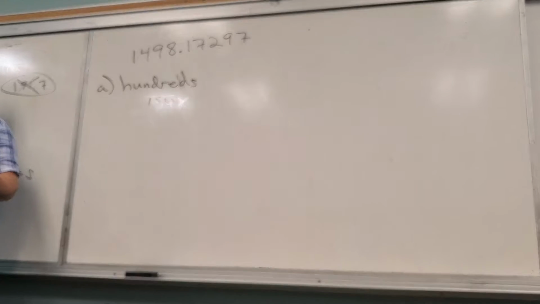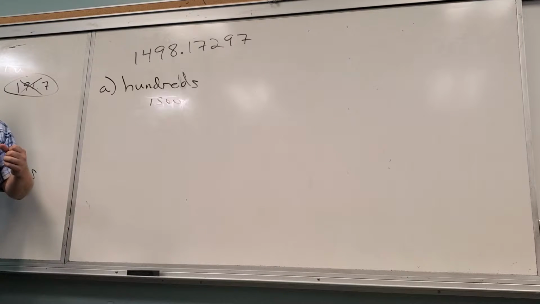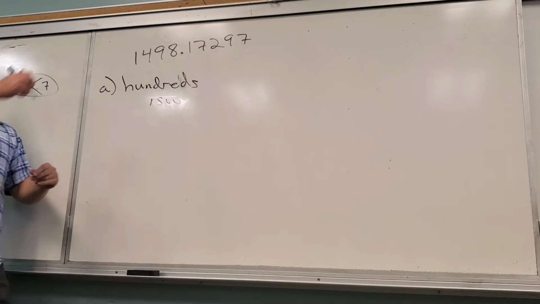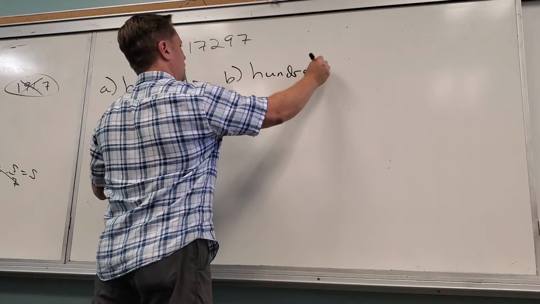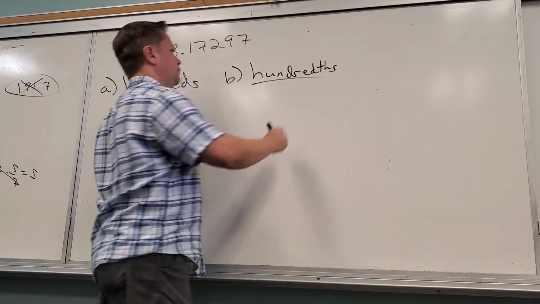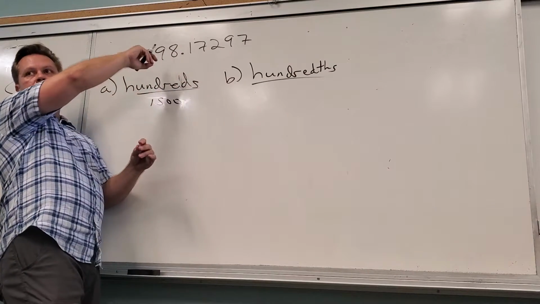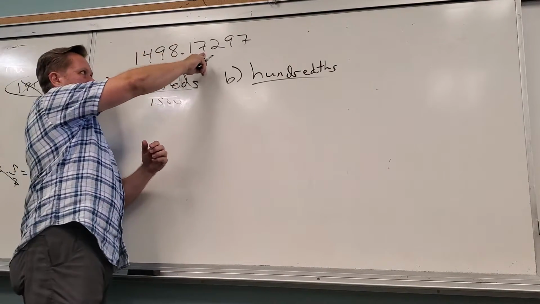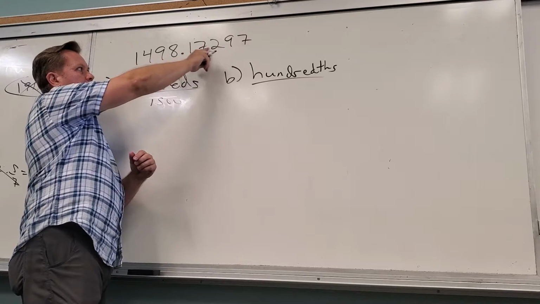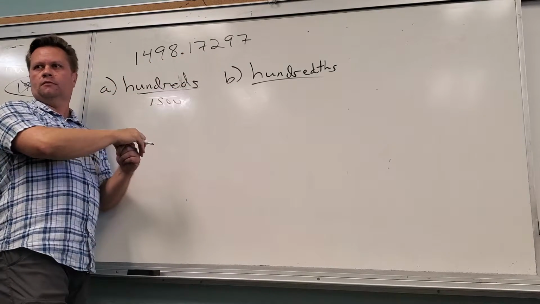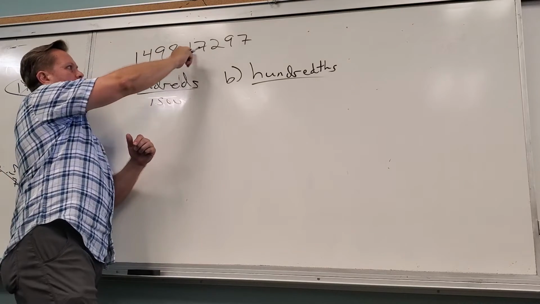Can you say 17,000? What's happening? No, I was just saying, for the hundreds, behind the decimal. Oh, okay, so let's do that next. So if I round it to the hundredths place, what number's in the hundredths place? 7. Next to that is a 2, so what would the answer be? 1498.17.